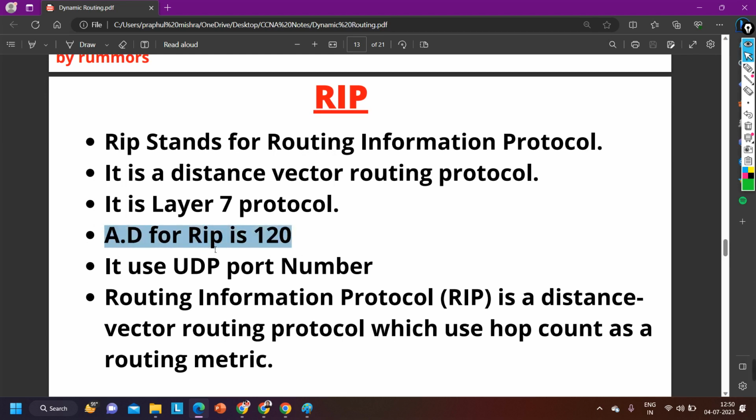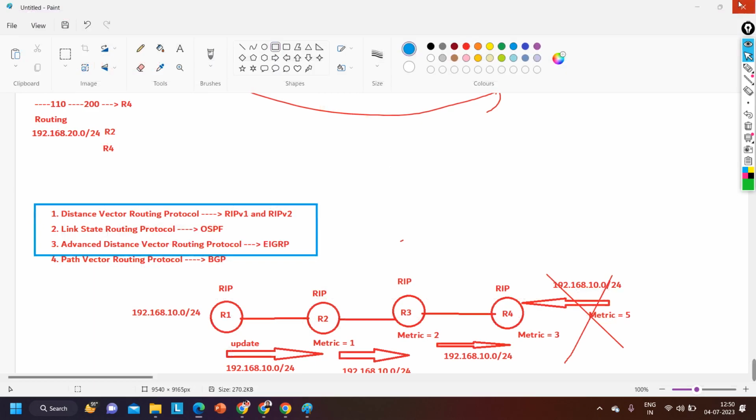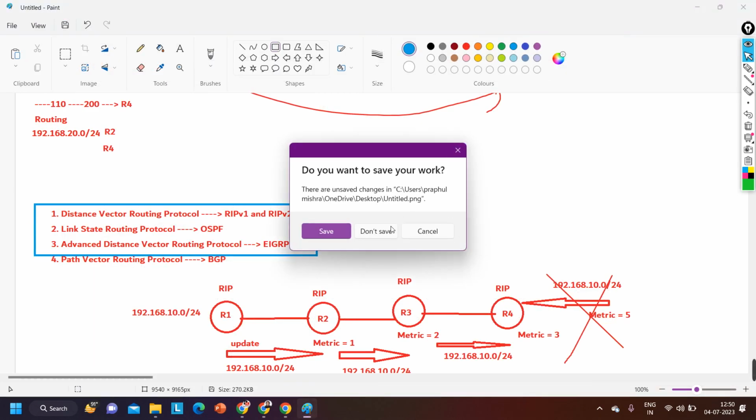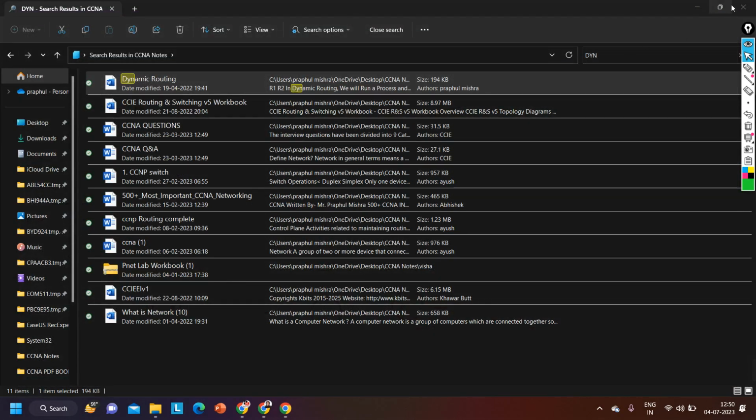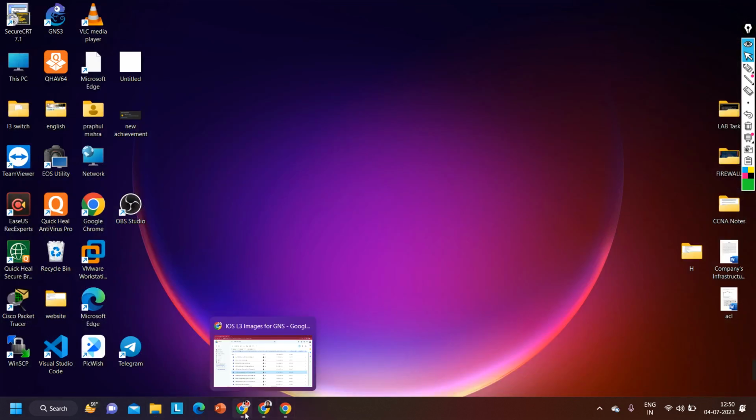The AD value of RIP is 120. Okay. I am sending this file to you in the WhatsApp group.